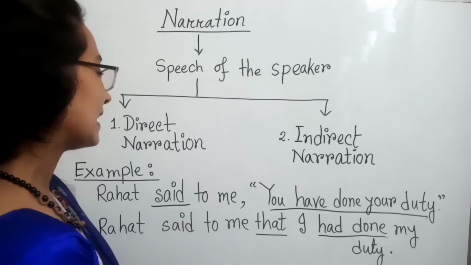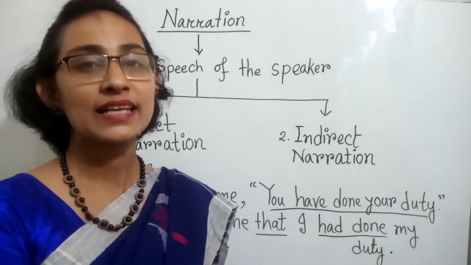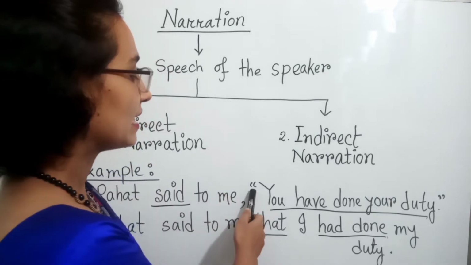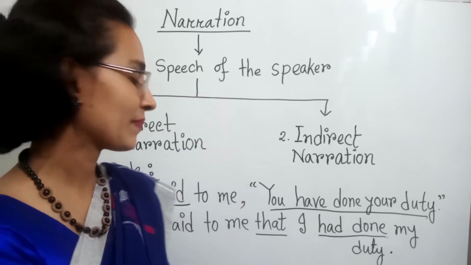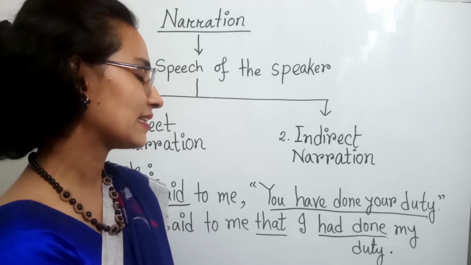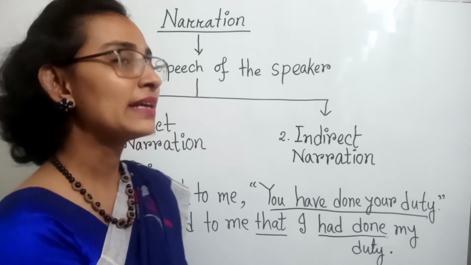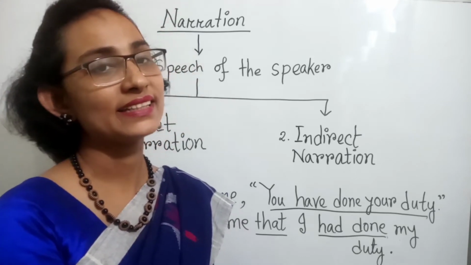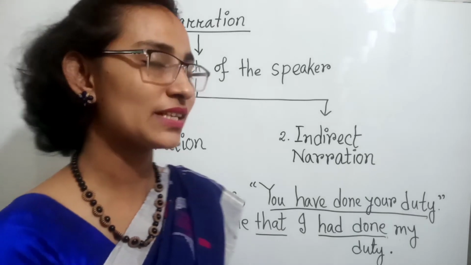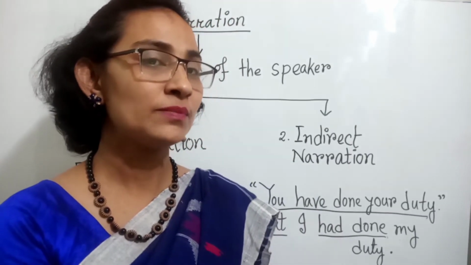Direct speech means when the speaker delivered the lecture directly, and for direct speech we can use inverted comma. But in indirect speech we can change the inverted comma, and instead of inverted comma we change subject and the tense of the verb. So in my next lecture I will show you how we can change from direct speech to indirect speech.